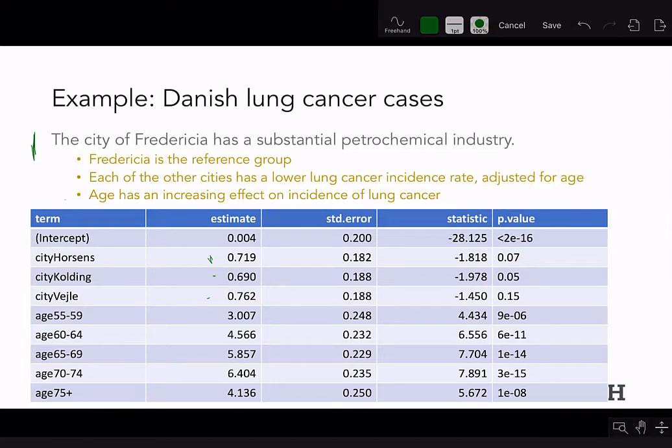And also age has an increasing effect on incidence of lung cancer. Here, the lowest age group, the 40 to 54, I think maybe it's 45 to 54, is the reference category. And each of these rate ratios is greater than 1, indicating that they all have a higher rate of lung cancer incidence than the smallest age group reference category.